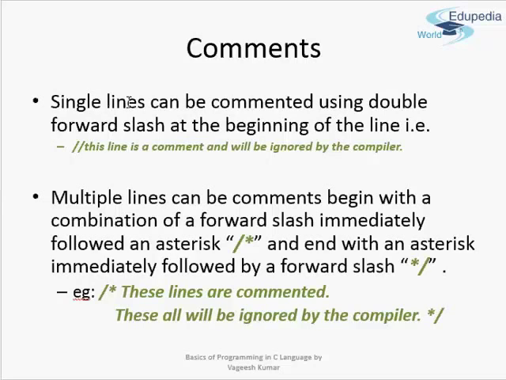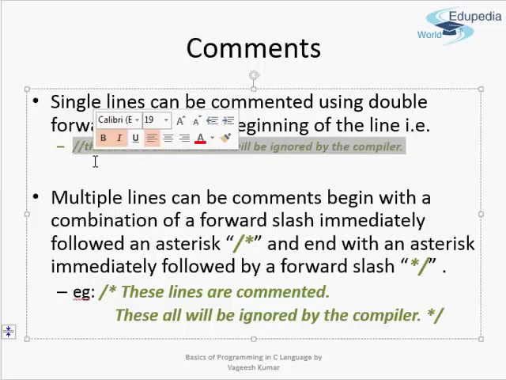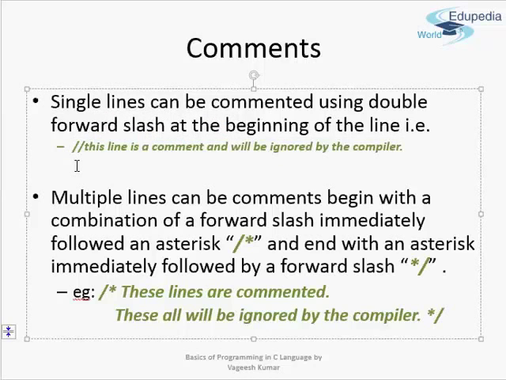Now, you can use either single line comments or multiple line comments in C language. Single line means that the comment only extends to one line. This can be done using two forward slashes before the line. Prefixing any line with two forward slashes will turn it into a commented line, so this will be ignored by the compiler. Now this line is a comment and will be ignored by the compiler.